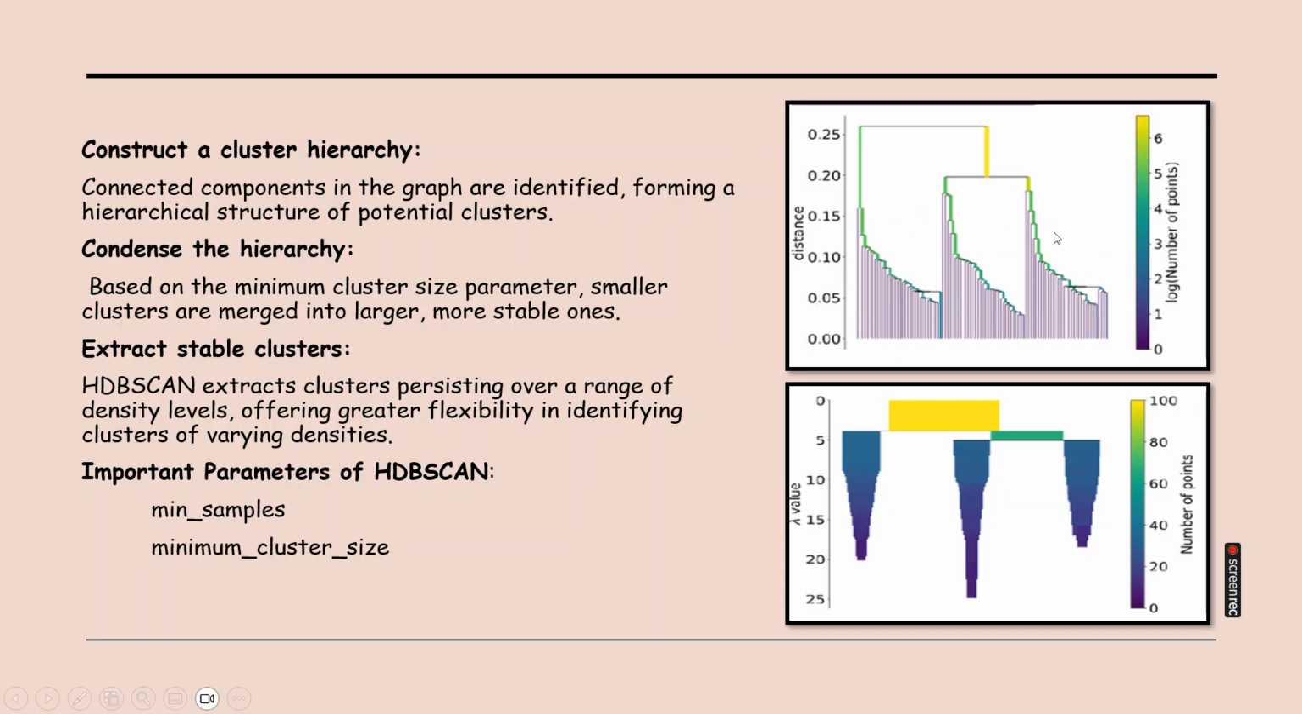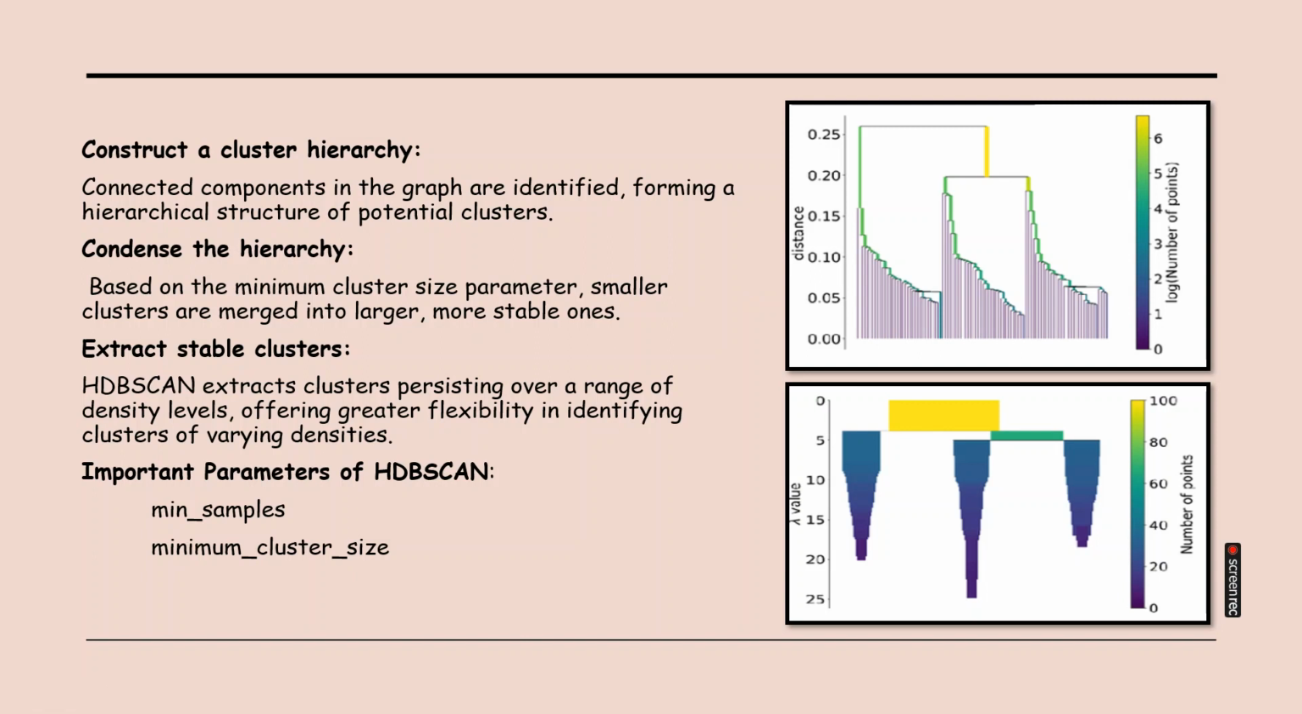Here we will have a dendrogram. From that, we will condense the hierarchy. Here, the minimum cluster size parameter comes into the picture. Based on the minimum cluster size parameter, we can decide whether we need to merge the smaller clusters or we need to keep them as such.